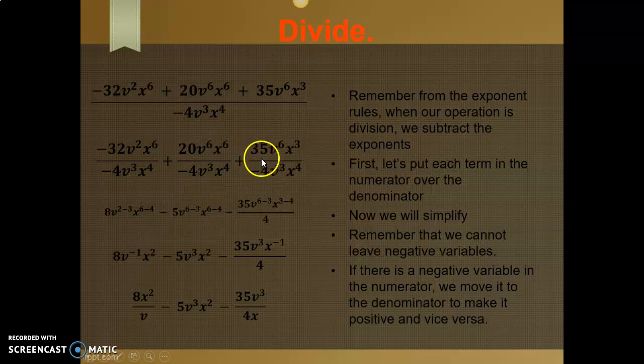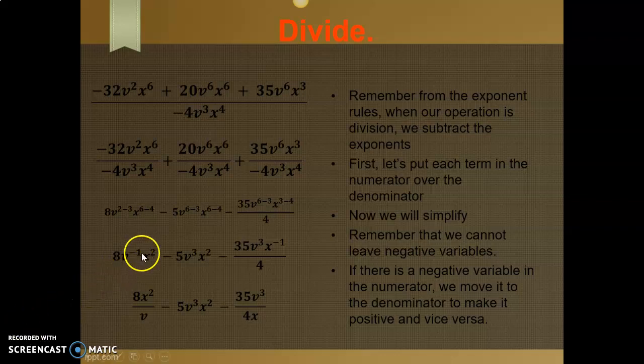In our last term, 4 doesn't divide evenly into 35, so we have to keep the negative 35 divided by 4, and then apply our exponent rules. So we'll have v to the 6 minus 3 and x to the 3 minus 4. Remember, with our exponents, we cannot keep a negative exponent. So if it's negative in a numerator, we will put it in the denominator to make it positive. And if it's negative in the denominator, we'll put it in the numerator to make it positive.